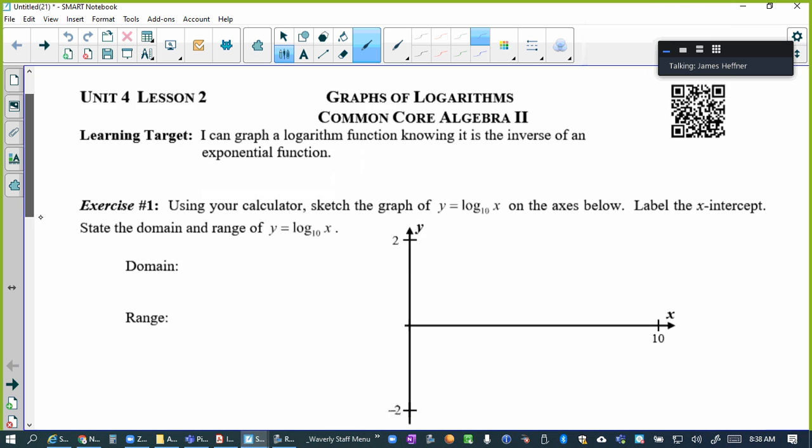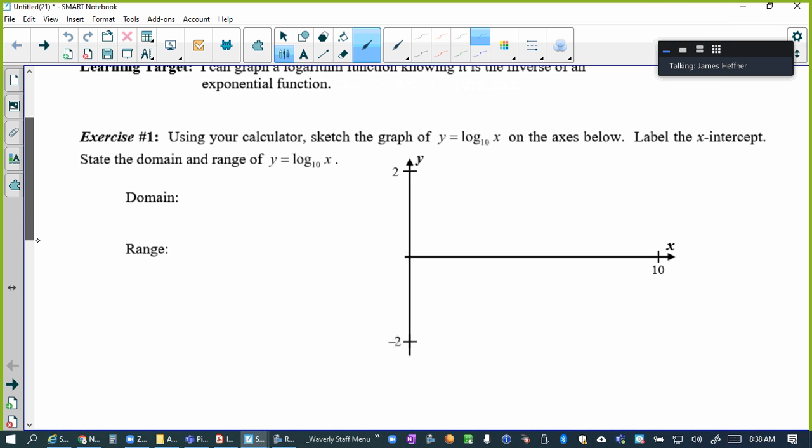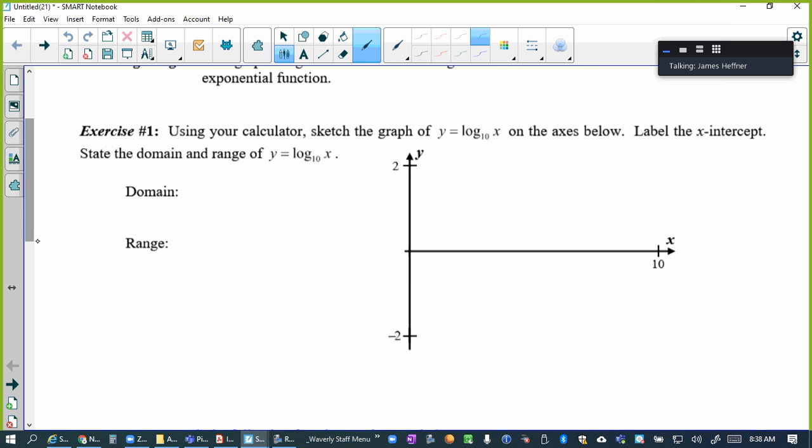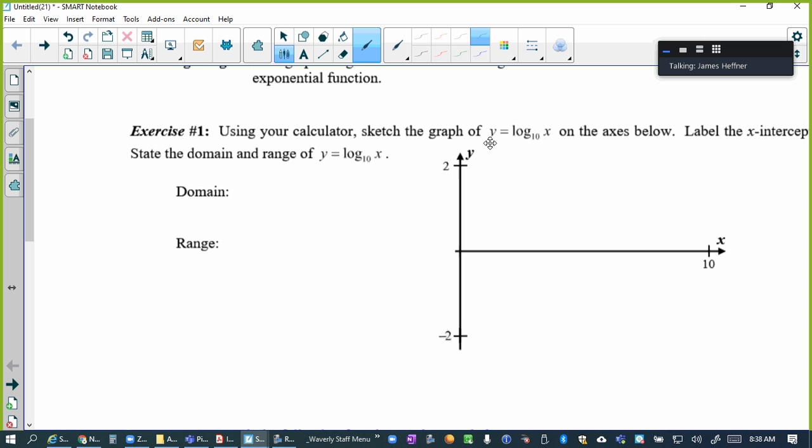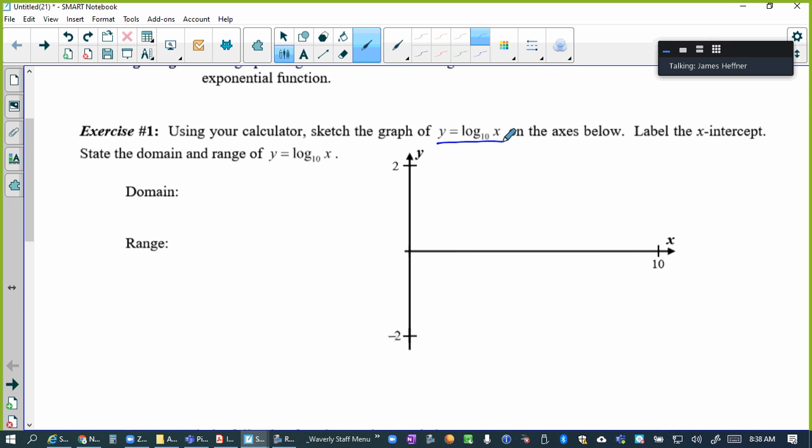So we kind of graphed the inverse of an exponential function in that last section, right? Remember that, the very first one? And it was the reflection in the line y equals x. So let's take a look at this function: y equals log base 10 of x. So we're going to graph that.